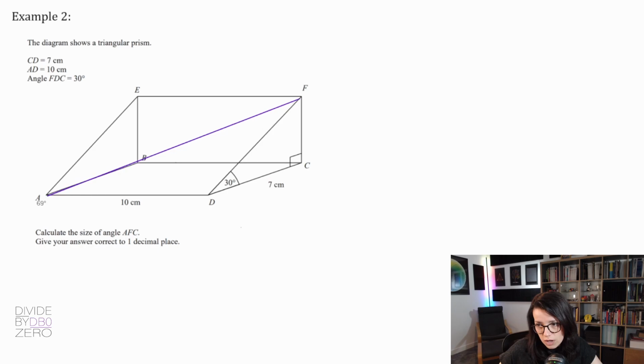A and F are not currently connected, so let's connect them with a line. AFC looks to be this angle here. Always labeling what we want with an X and then making a right-angled triangle within the prism again.